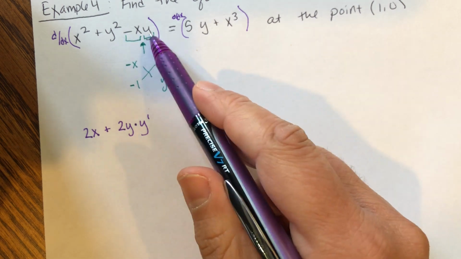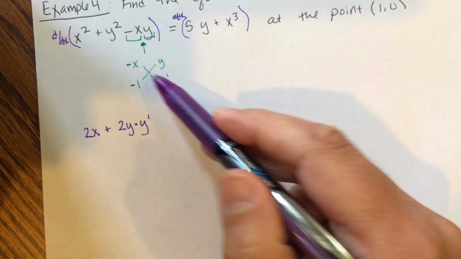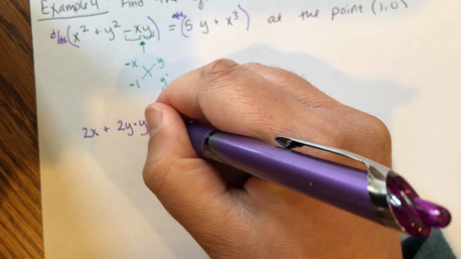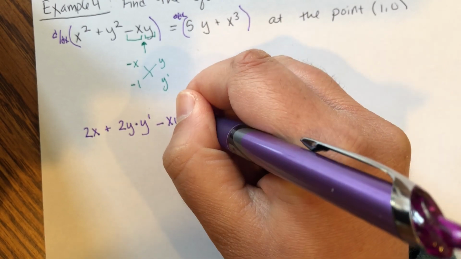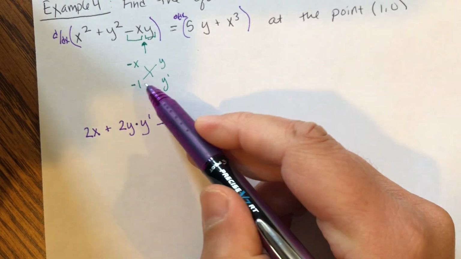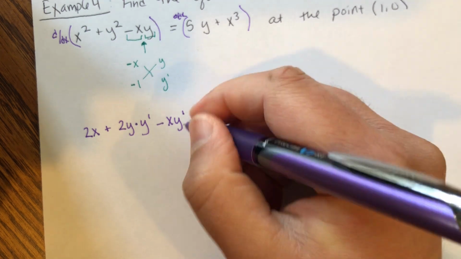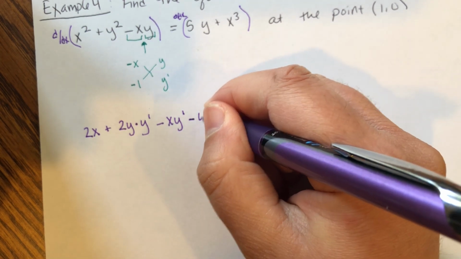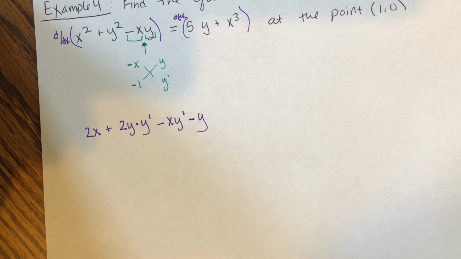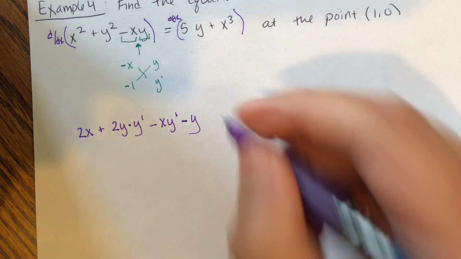And then the derivative of negative xy using the product rule would be negative x times y prime, and then plus negative 1 times y. Well, we're adding a negative y. Okay, that's the left-hand side.